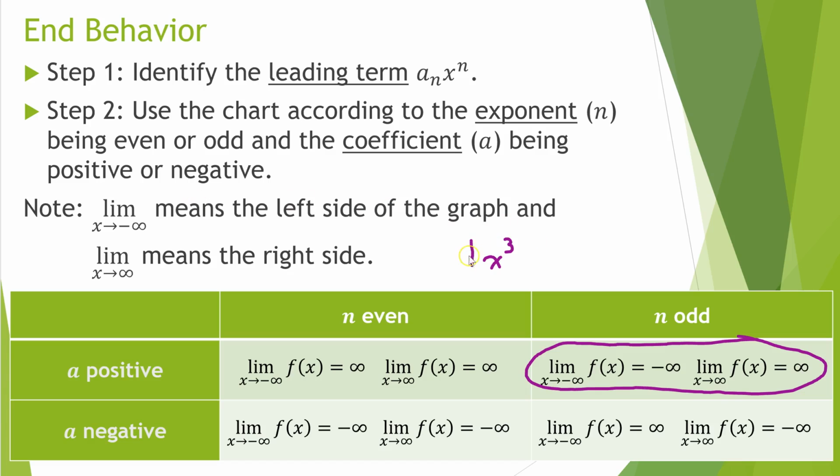So if our leading term is 1x cubed, then we need to emphasize that the coefficient is a positive number, so I'm in this top row, and the exponent is an odd number, so I'm in this right-hand column. So my answers will be that on the left-hand side of the graph, it is going down, and on the right-hand side of the graph, it is going up.